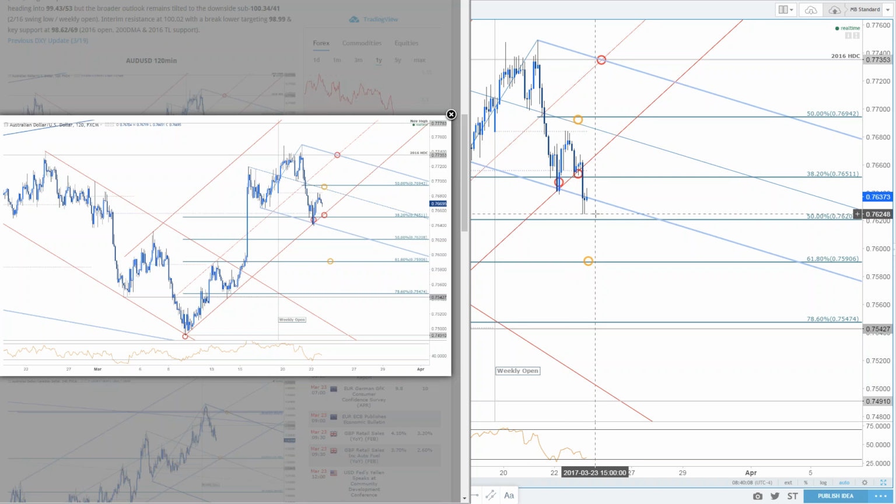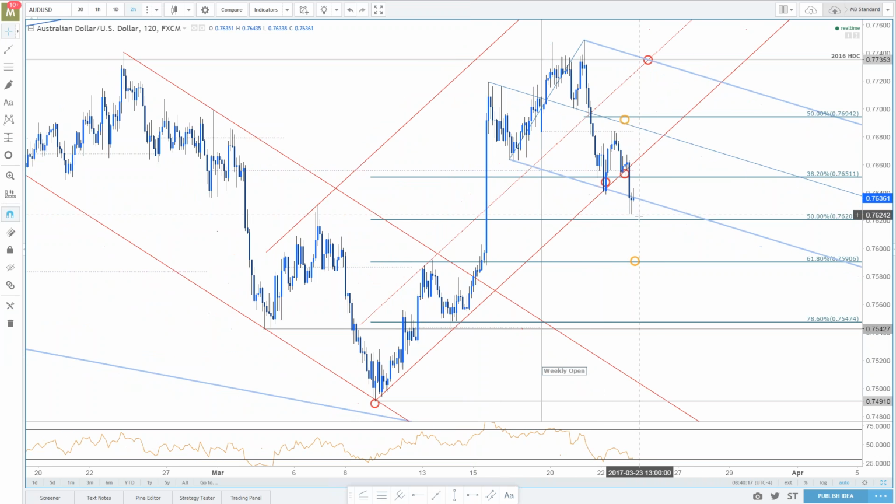Didn't quite make it down to that 50% target. That was 76.20. We bottomed at 76.24. Still could get that stretch, and that's what I was looking for. If you're holding shorts, I'd have a stop at break even at this point or above 76.50, but I still think you get that clip of 76.20. So I'm looking to see if we can get that 50% retracement.